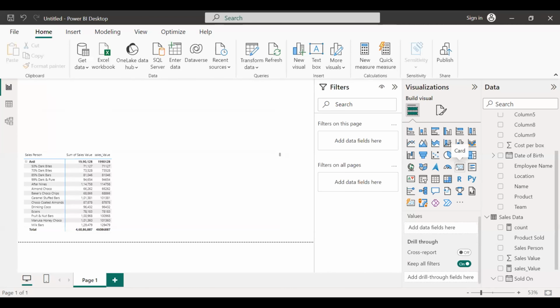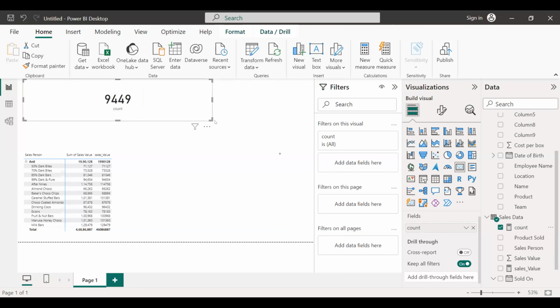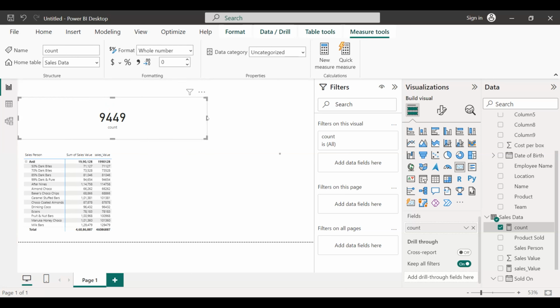Now I will take a card visual, which shows the count. So this is how it shows the count when we take a count measure. And we will take another one, the average measure.